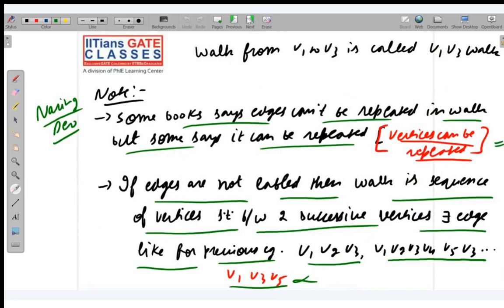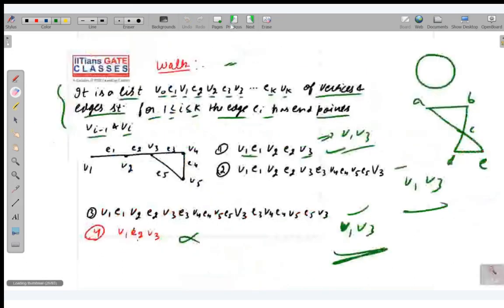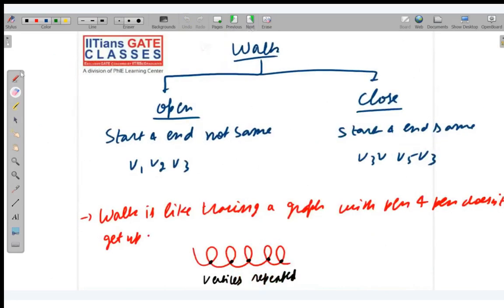A walk can be of two types: open walk and closed walk. Open means start and end are not the same, like V1, V2, V3. Closed means start and end are the same, like V3, V4, V5, V3. I made a mistake here. V3, V4, V5, V3. So this is a closed walk, meaning simply the start and end are the same, like a loop. Open means start and end are different.